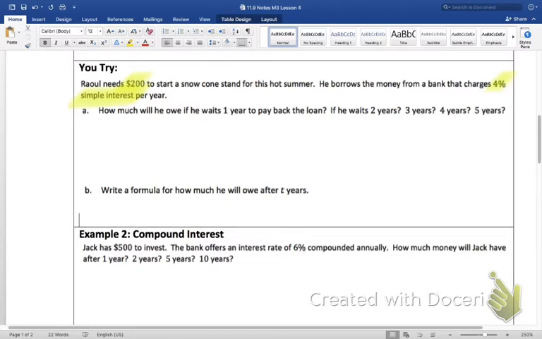This process will work exactly the same as the previous example, except the only difference in the situation is that instead of putting money into savings and earning interest in your savings account, now it's kind of a negative thing in that you borrowed money. Raul borrowed $200, and now he's going to have to owe money back. So the calculation gives us what amount he owes. And we should be able to, in part B, write a formula. You can write an A of t equals formula, but keep in mind the y equals mx plus b format.